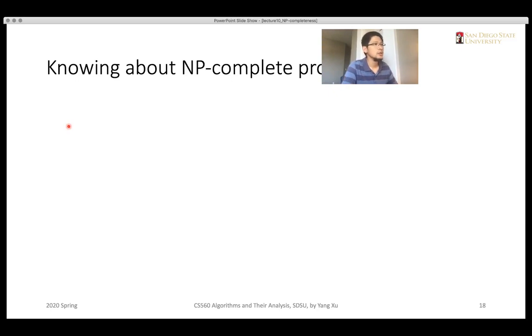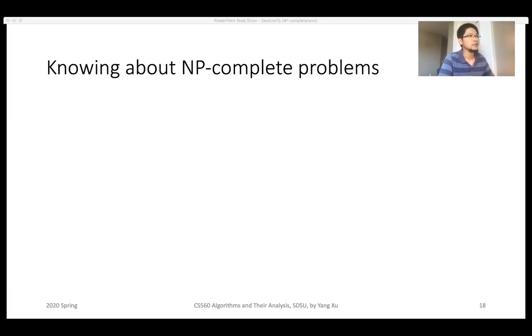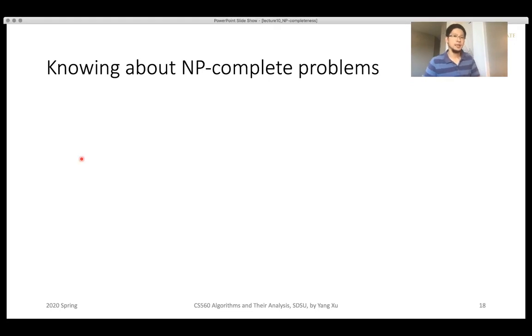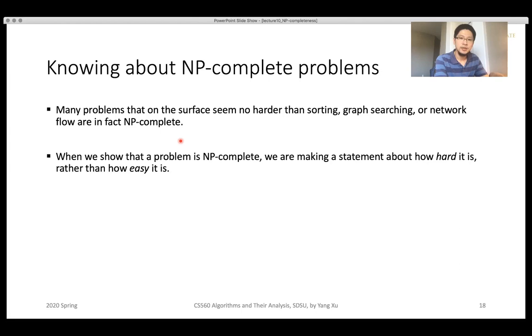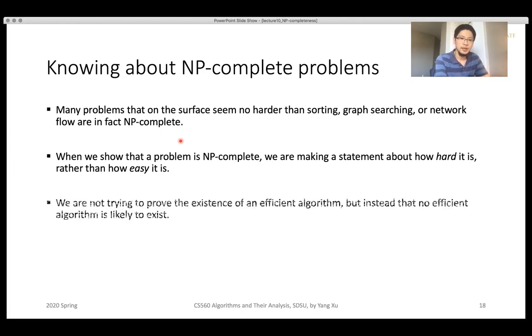Okay, so finally, let's summarize a bit why we need to know about NP-completeness problems. Many problems that on the surface seem very easy or no harder than typical sorting, graph searching, or network problems are in fact NP-complete. So if we are able to identify those problems, then we know how hard it is rather than how easy it is. We are able to prevent spending too much time solving it.